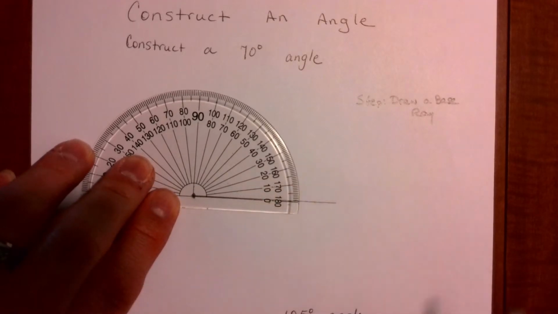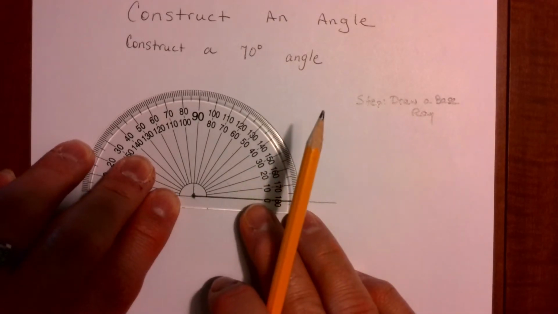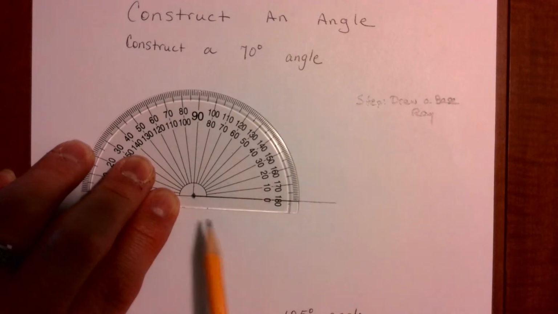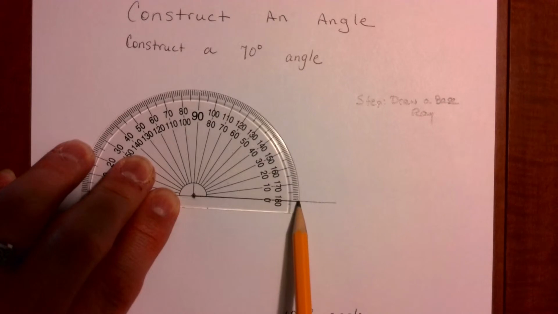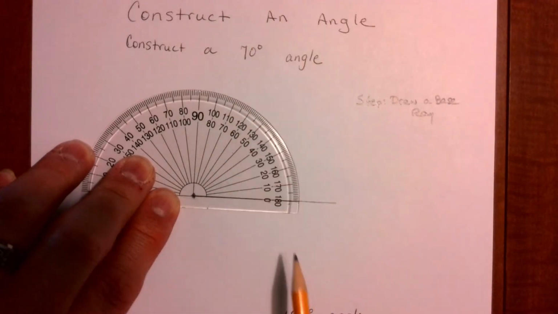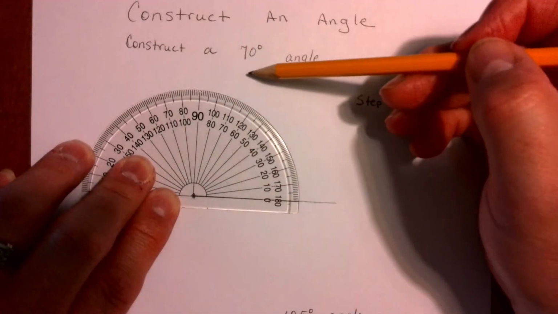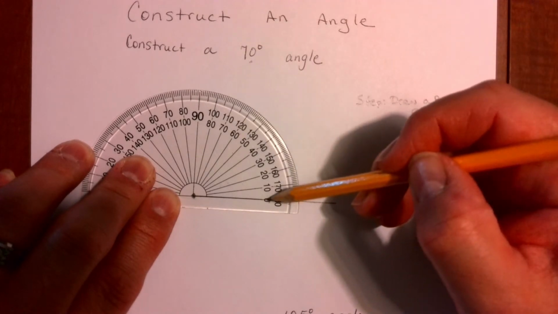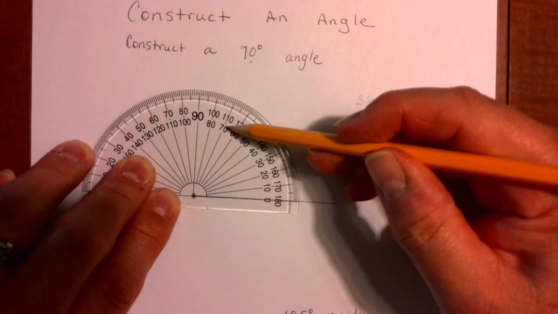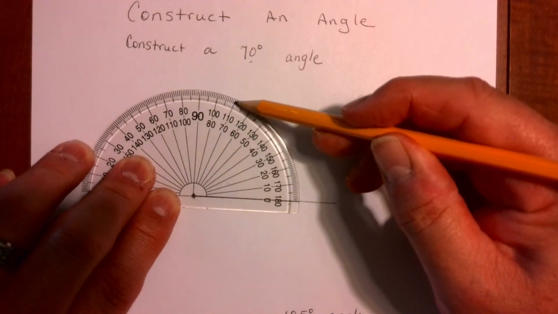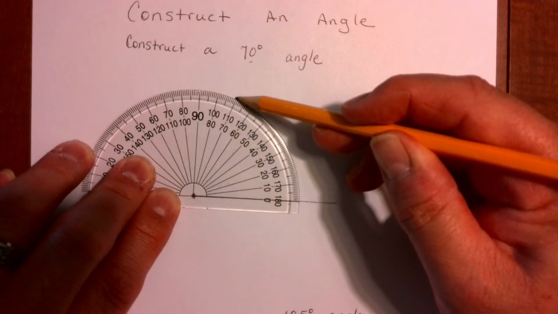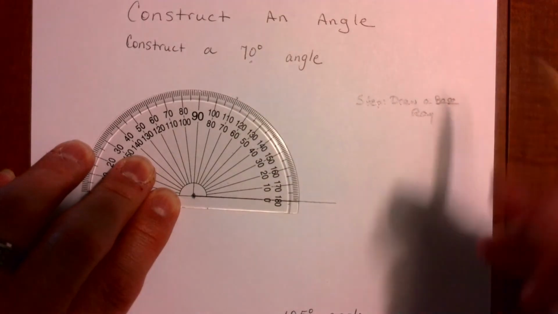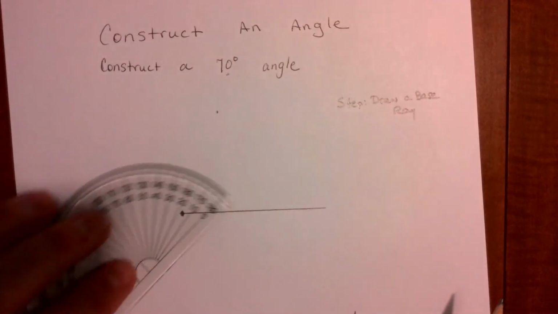So we're going to line up the vertex on the crosshair. Make sure it comes out through 0. Make sure that's lined up good. And now we're constructing a 70 degree angle. So we're going to start from 0, go around to 70, follow that line out, and then put a dot right there. That dot's going to tell us where to draw our ray.